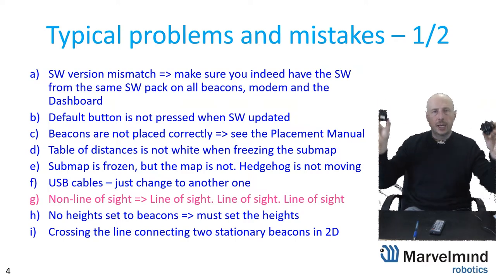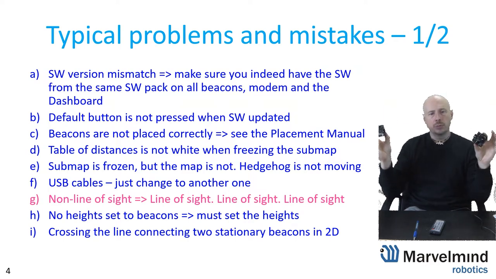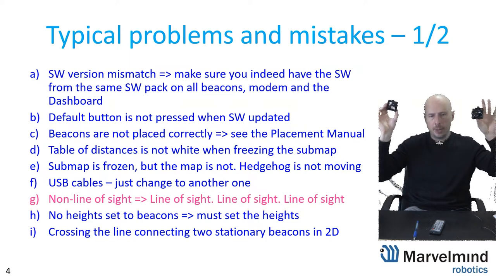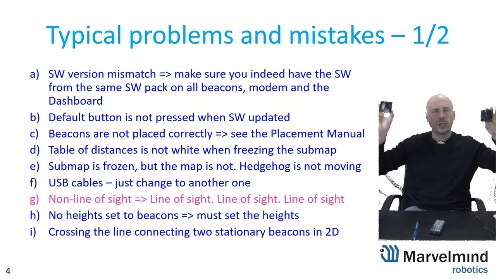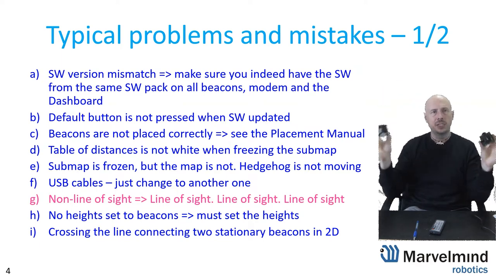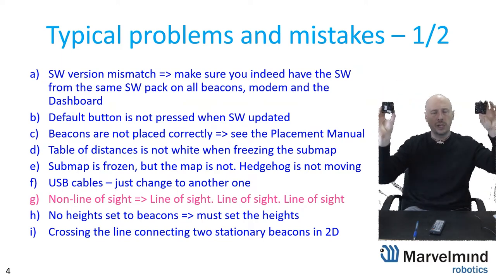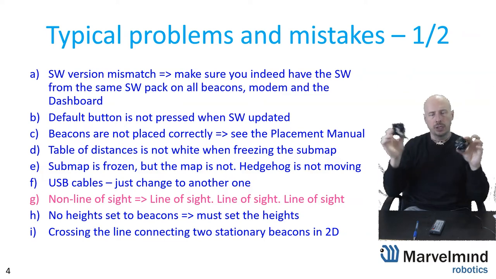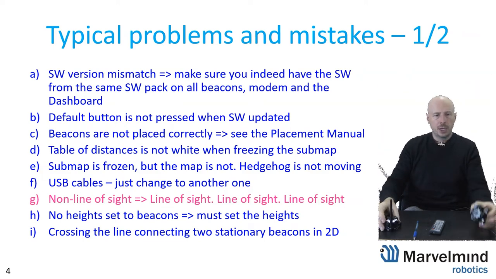So follow the placement manual. There are many examples for 2D tracking, 3D tracking, precise Z tracking, multiple beacons, etc. But start with basic 2D. When you have basic 2D tracking working, you will understand everything else much better. So, the table of distances is not wide.